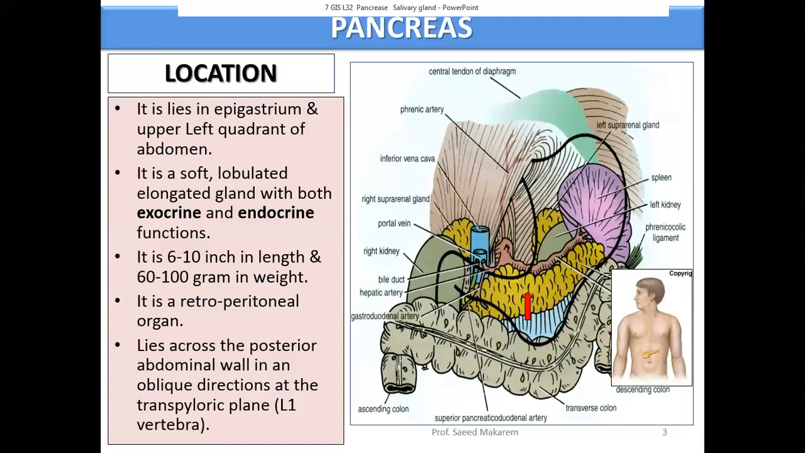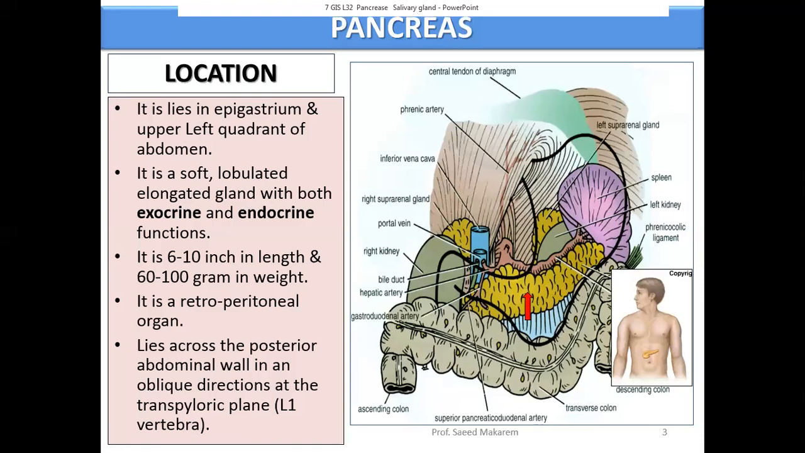So first will be the pancreas. Pancreas is a very special organ in the sense it is sitting horizontally in the abdomen. So it lies in the epigastrium. If you see here in this picture, this is the region where you can trace it, just below or behind the stomach. This is the site of the pancreas in the epigastrium, as well as the upper left quadrant of the abdomen. Mainly it is in the center epigastrium as well as the left hypochondrium.